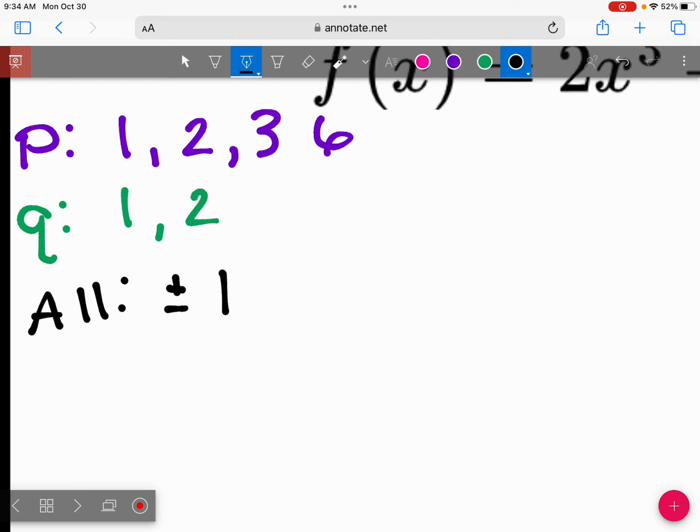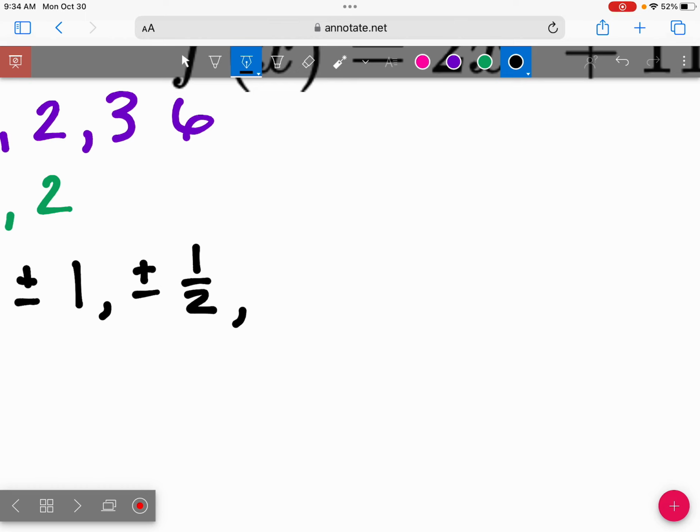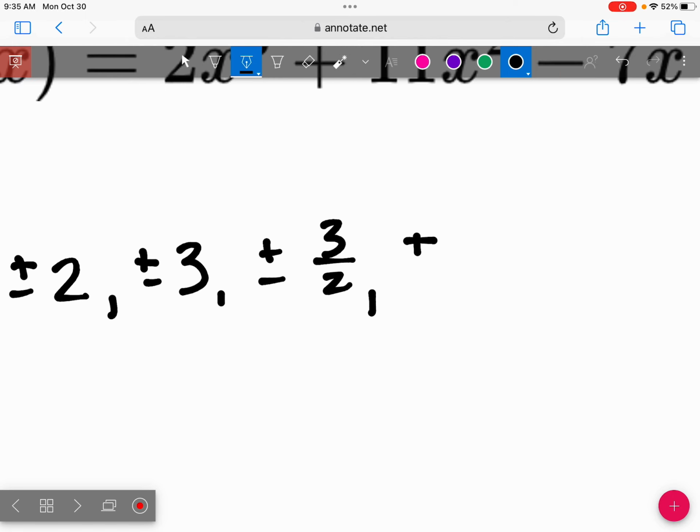Plus or minus 1, plus or minus 1 half, plus or minus 2, plus or minus 3, plus or minus 3 halves, plus or minus 6. Yes. Plus or minus 2, plus or minus 3. So make our list of fractions. And we should get this as our list of all possible options.